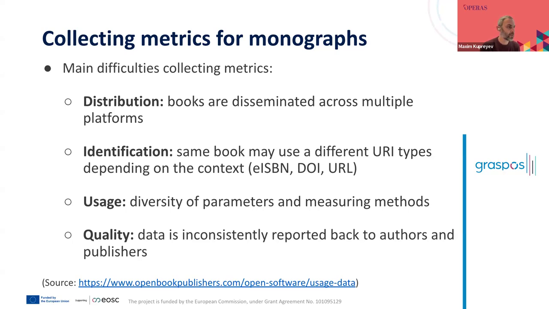The third difficulty is usage. There is a diversity of parameters which can be monitored and methods to measure them. For example, there are views of the landing page, user sessions, unique users, downloads, shares, and so on. And last but not least, this all goes into the quality of data that is reported back to the authors and publishers. And this data is not always consistent.